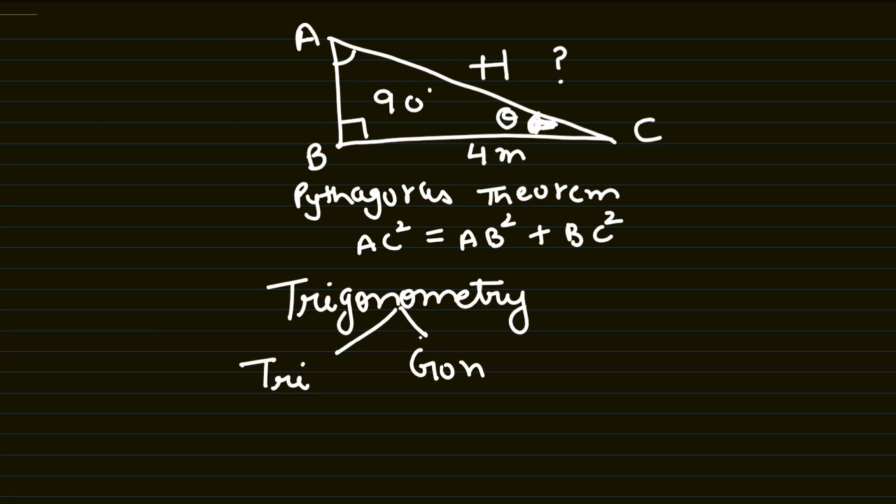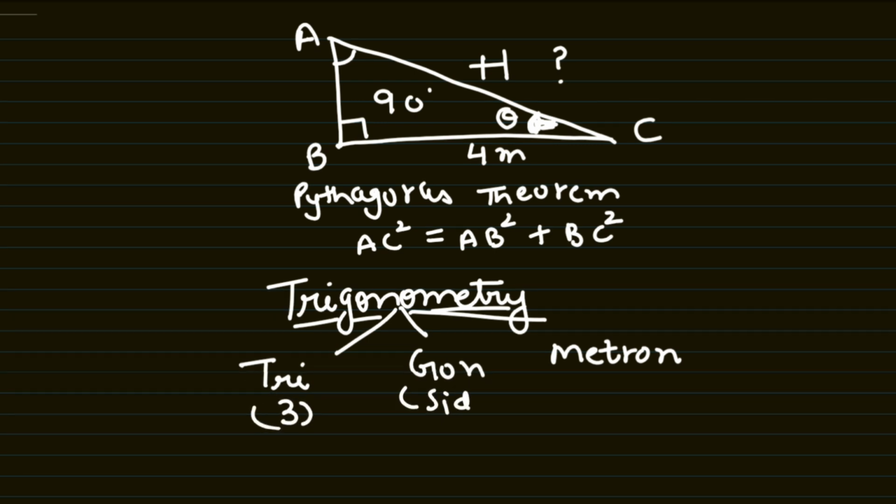Trigonometry comes from tri, gon and metron. Tri means three, gon means sides and metron means to measure. So in order to measure the three sides of the right angle triangle by using one of the acute angles of this right angle triangle, we use the concept of trigonometry. Okay, is it clear?